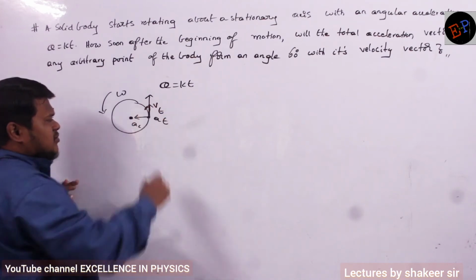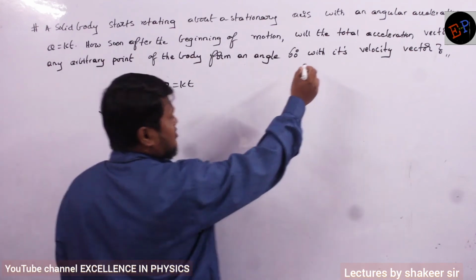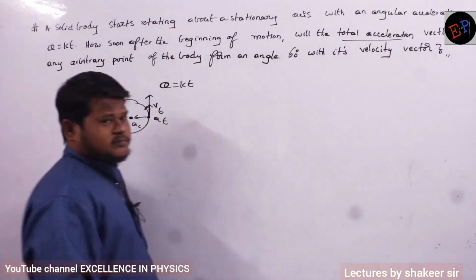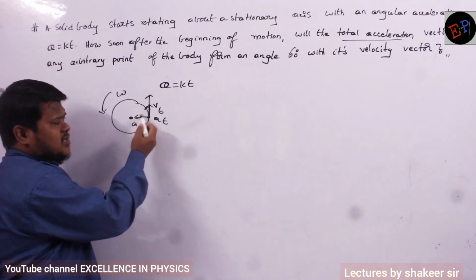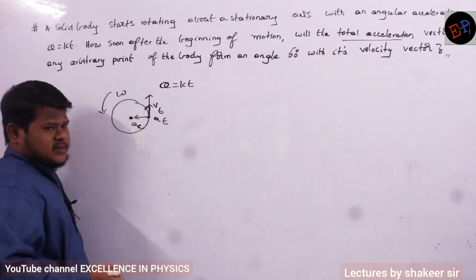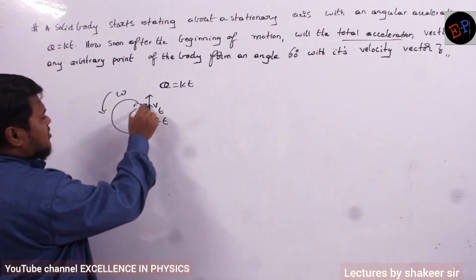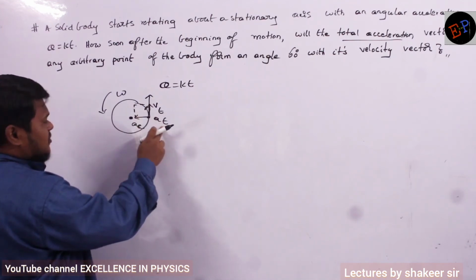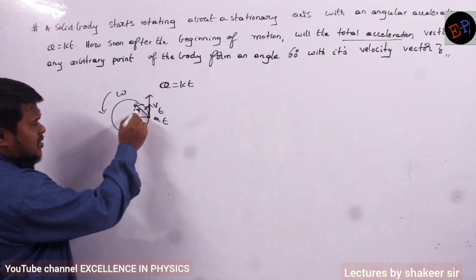So the body will have two accelerations. Then what is meant by total acceleration? Total acceleration means the resultant of these two accelerations, centripetal acceleration as well as tangential acceleration. Clear now? So if you take the resultant of centripetal and tangential, then we can say this is the net acceleration, this is the total acceleration, A.